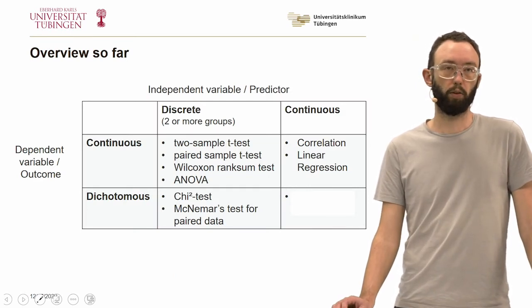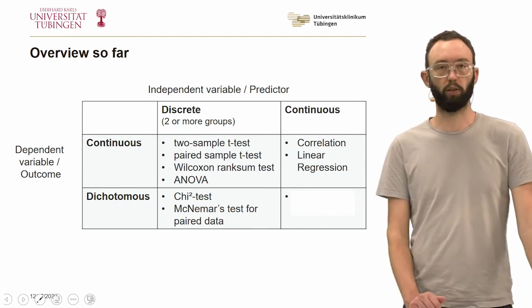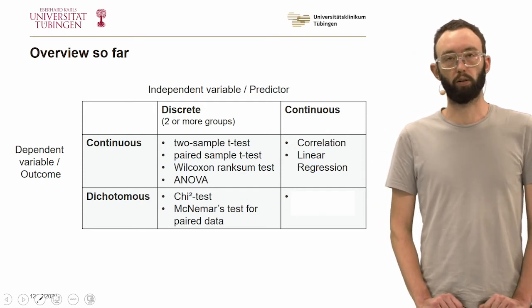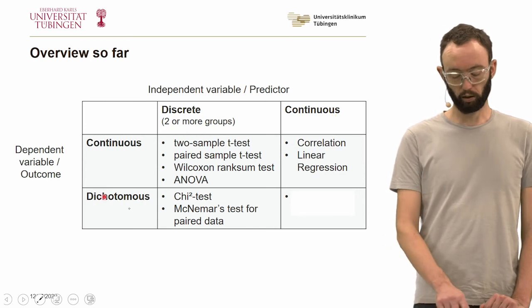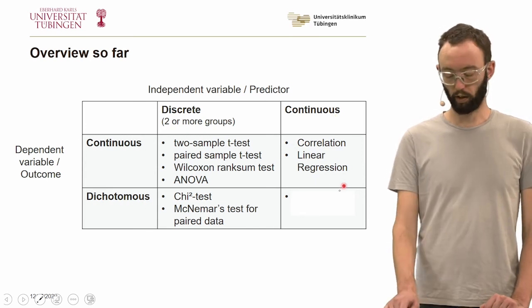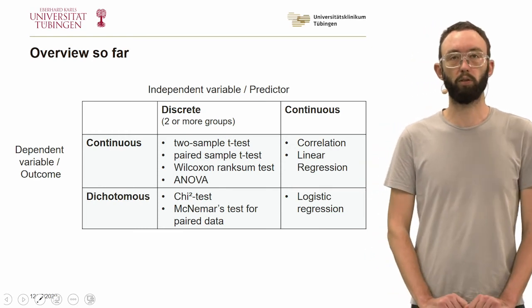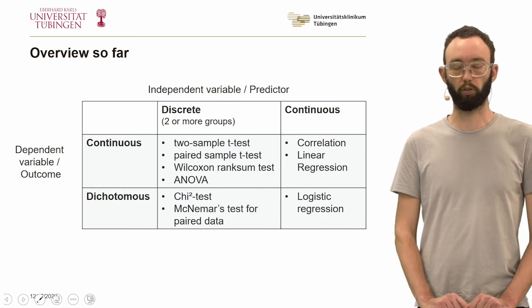Okay, so coming back to our big table of different testing scenarios that we would like to talk about, there's just one testing scenario that is missing, and that is you have a continuous predictor and a dichotomous outcome variable, so this cell down here. One can use something similar to linear regression to analyze such data, which is called logistic regression.